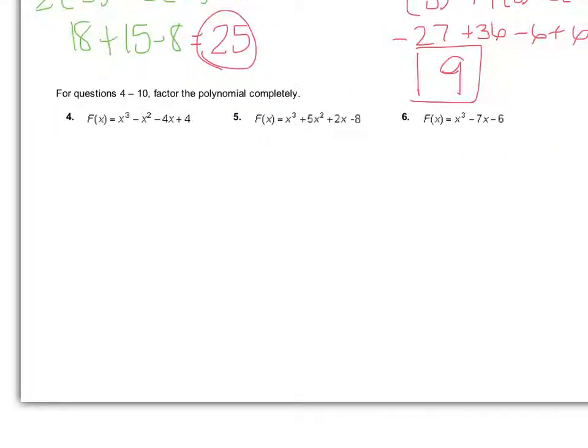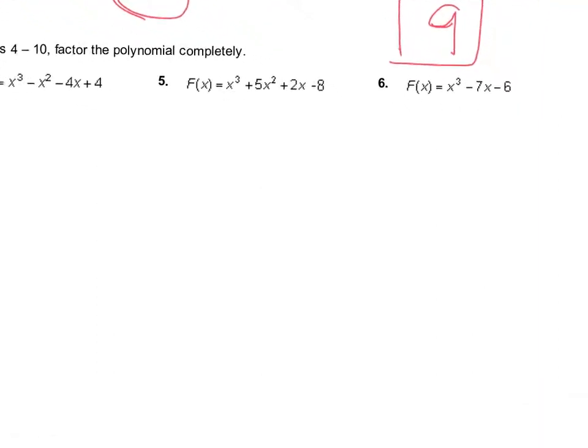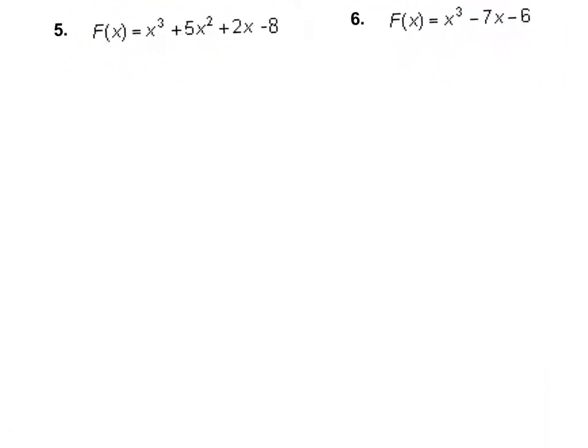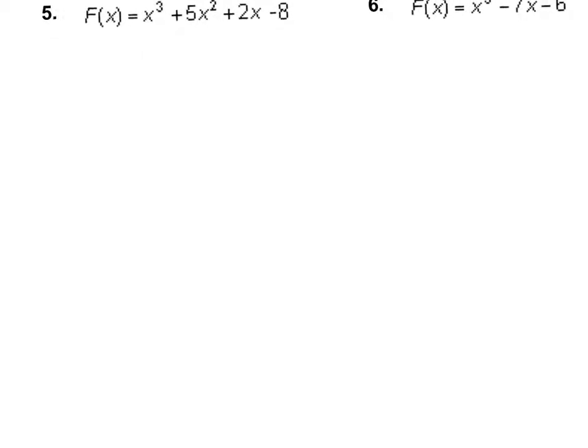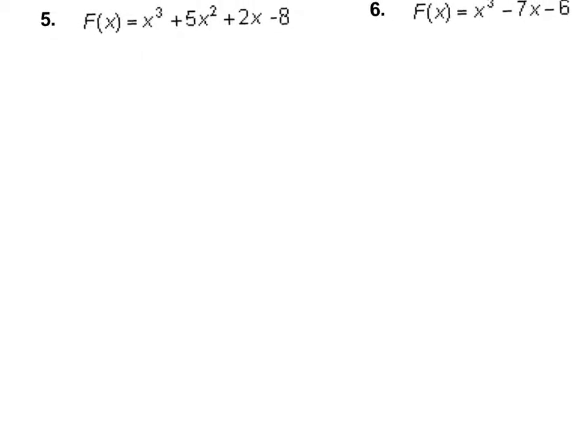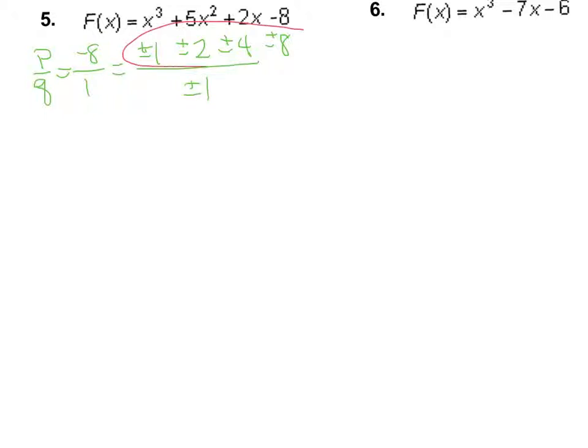So for 4 through 10, we're supposed to factor the polynomial completely. So we're going to use synthetic division. We're going to do number 5. So we're going to start off by listing our p's and q's. It's always our first priority. Our p's are our factors, in this case, of negative 8. Our q's are our factors of 1. Well, 8 can be divided by positive and negative 1, positive and negative 2, positive and negative 4, positive and negative 8. Can't really divide 1 by anything but 1, so that means I only really need to focus on my numerator here.